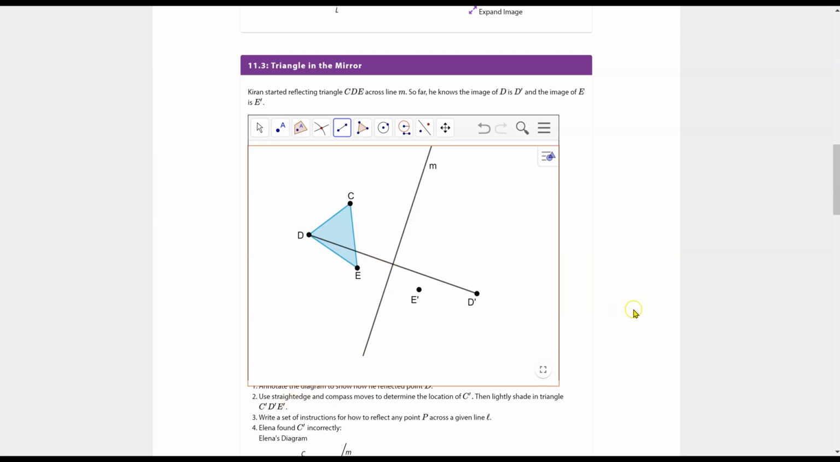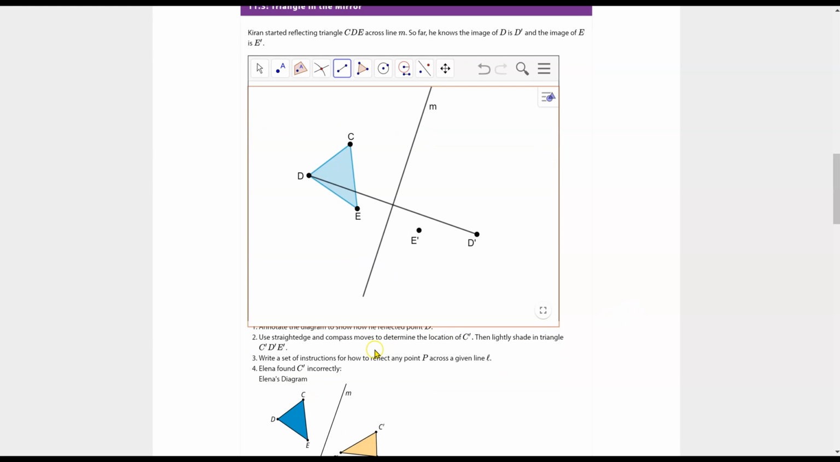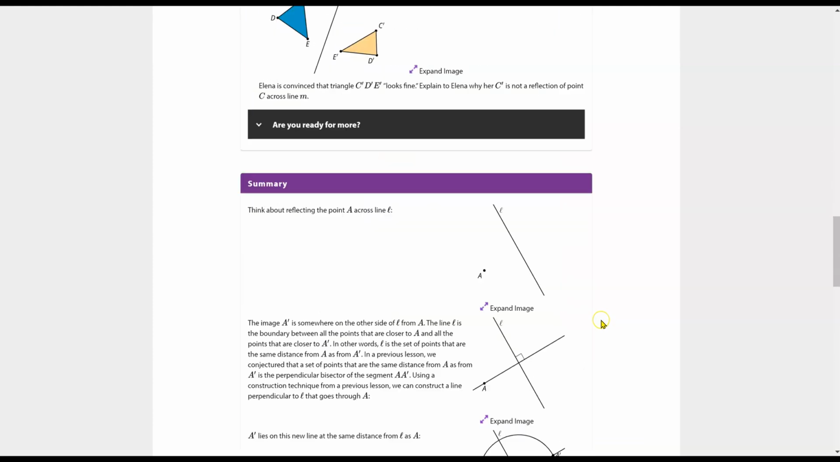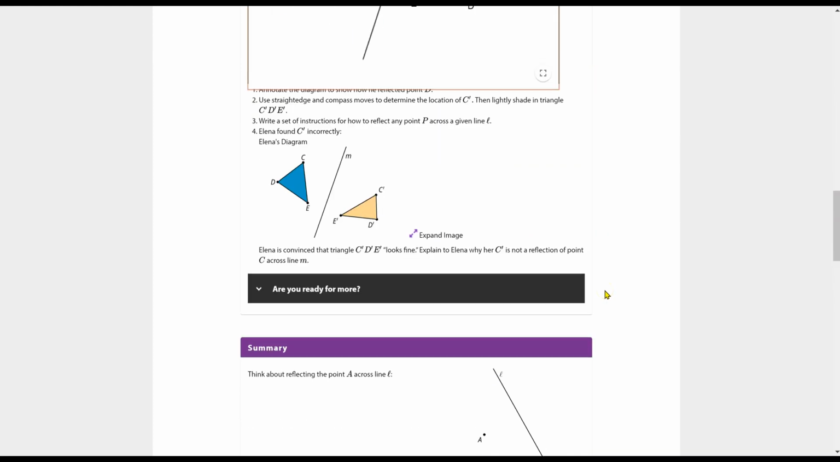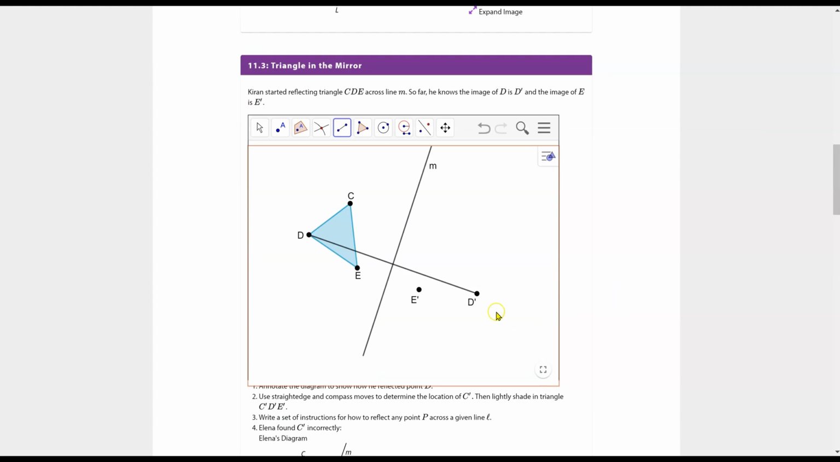So the rest of this activity says use a straightedge and compass moves to determine the location of C. Slightly shade in that triangle, and then write a set of instructions. Again, I'm going to direct you down to the bottom to look at the summary. It gives you very specific instructions to figure out how far away from line M D is.